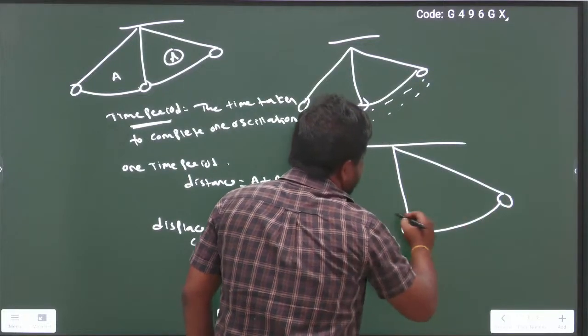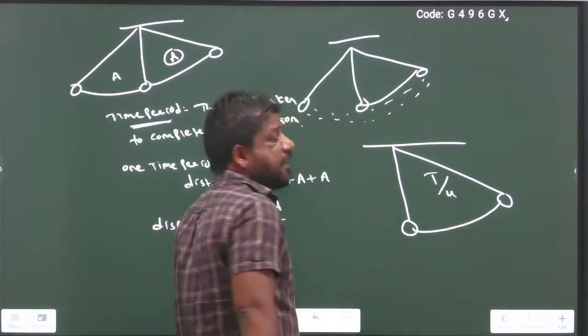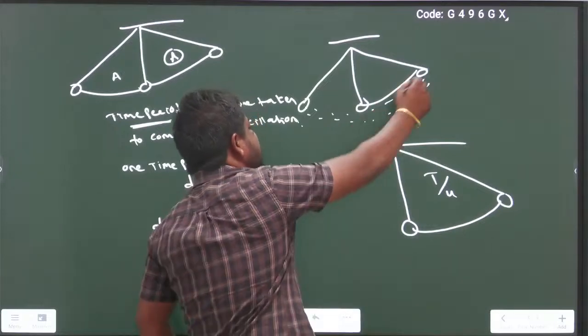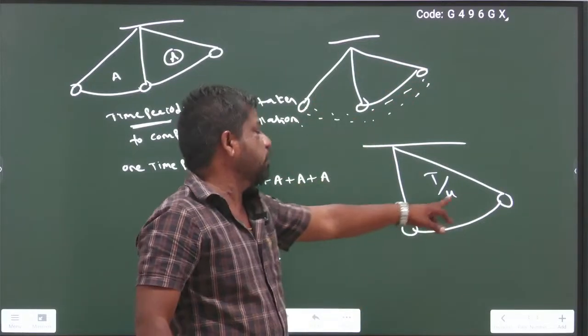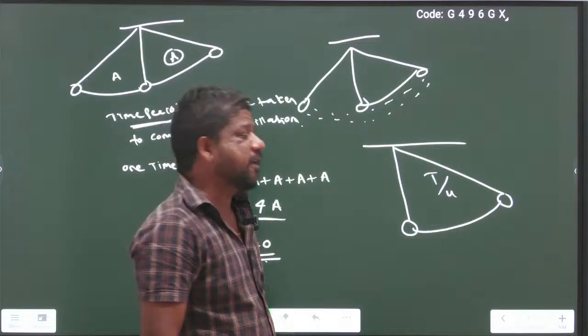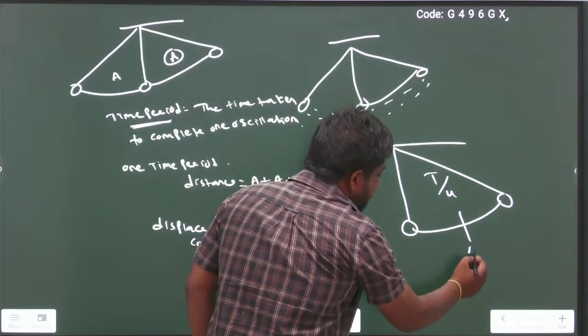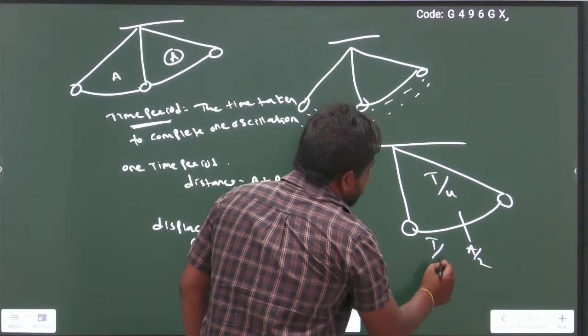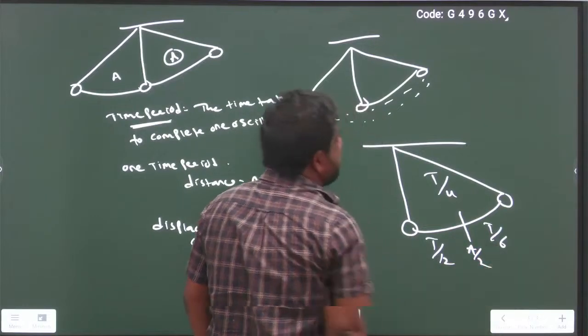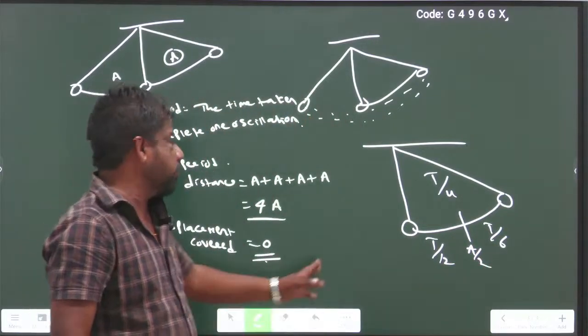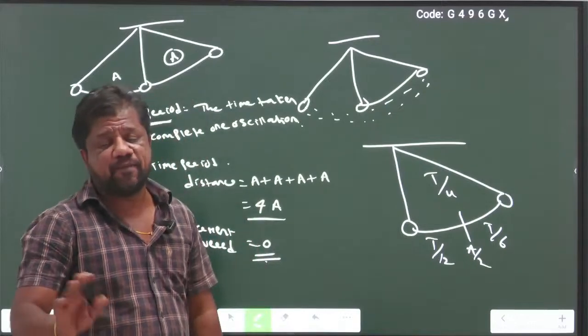First of all, the time from here to here is called what? T by 4. Why? Because the entire one time period is 4 times. Now from here to here, mean to extreme, the time is what? T by 4. Remember, this is the exact mid position, A by 2. Here it will be T by 12. Here it will be T by 6. You need to remember T by 12, T by 6 in this way. Equal time will not be taken.